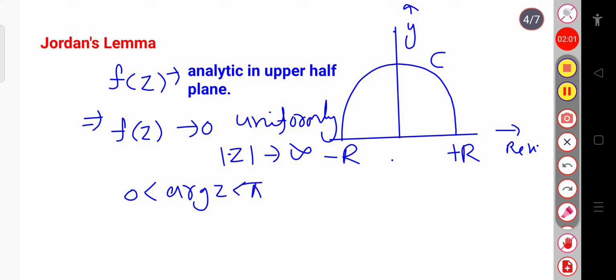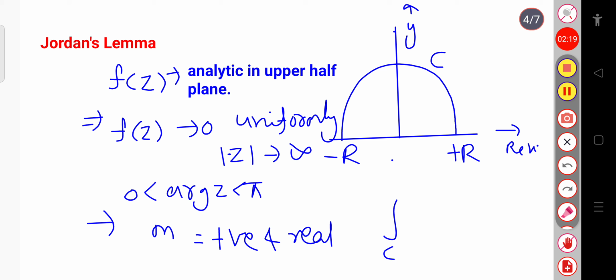And the third condition is, suppose we consider any m, that it should be a positive and real number. Then Jordan's lemma says that if these conditions are satisfied, then the integration over this C, meaning the upper half plane, of exponential i m z into f of z dz, will tend to 0 when this radius r tends to infinity.